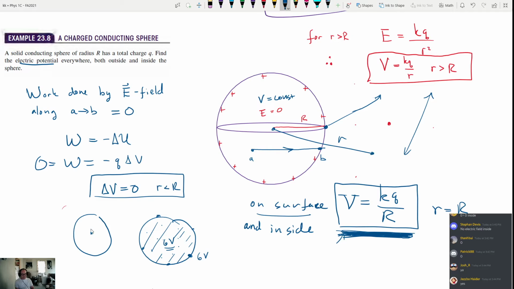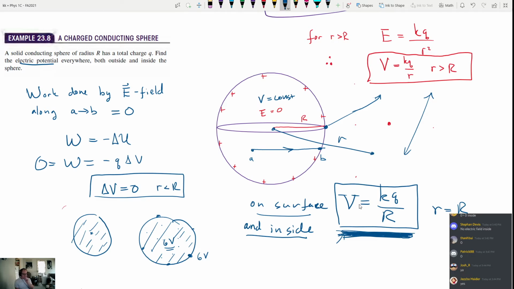The electric potential on the inside is going to be uniform and equal to the value at the surface. Whether it's a ring, or a disk, or a sphere, or whatever it happens to be. So keep that in mind when you're doing your homework. This is important: the electric potential inside is equal to the value on the surface.